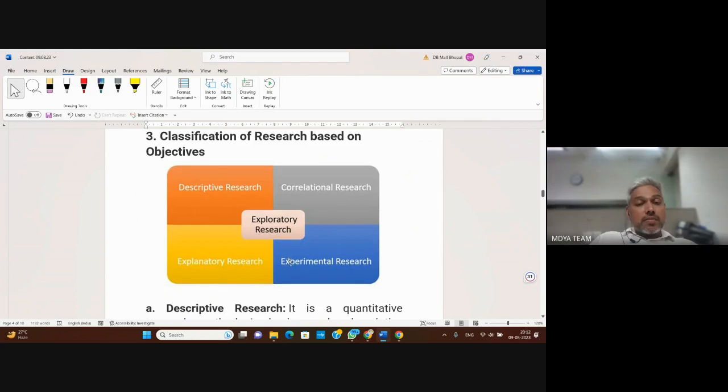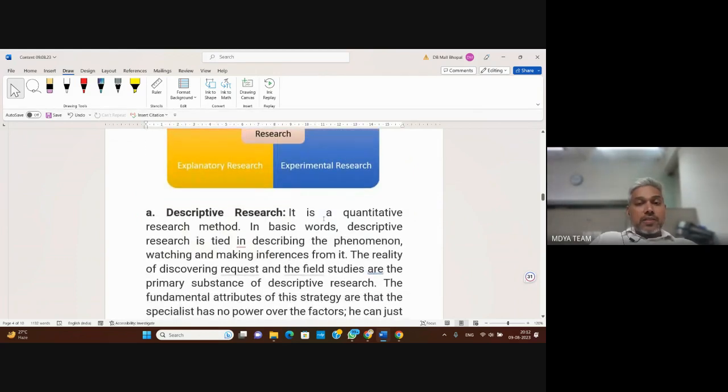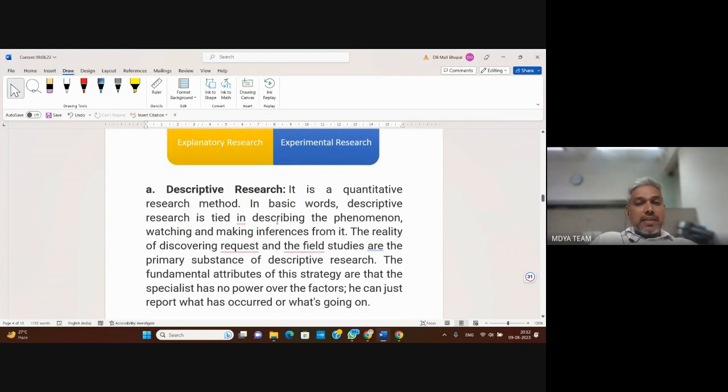We will discuss descriptive research. It is a quantitative research method. In basic words, descriptive research is about describing the phenomena, right? As its name represents, descriptive means describing the phenomena quantitatively and making inferences from it, right? Discovering reality through inquiry and field studies are the primary substance of descriptive research.